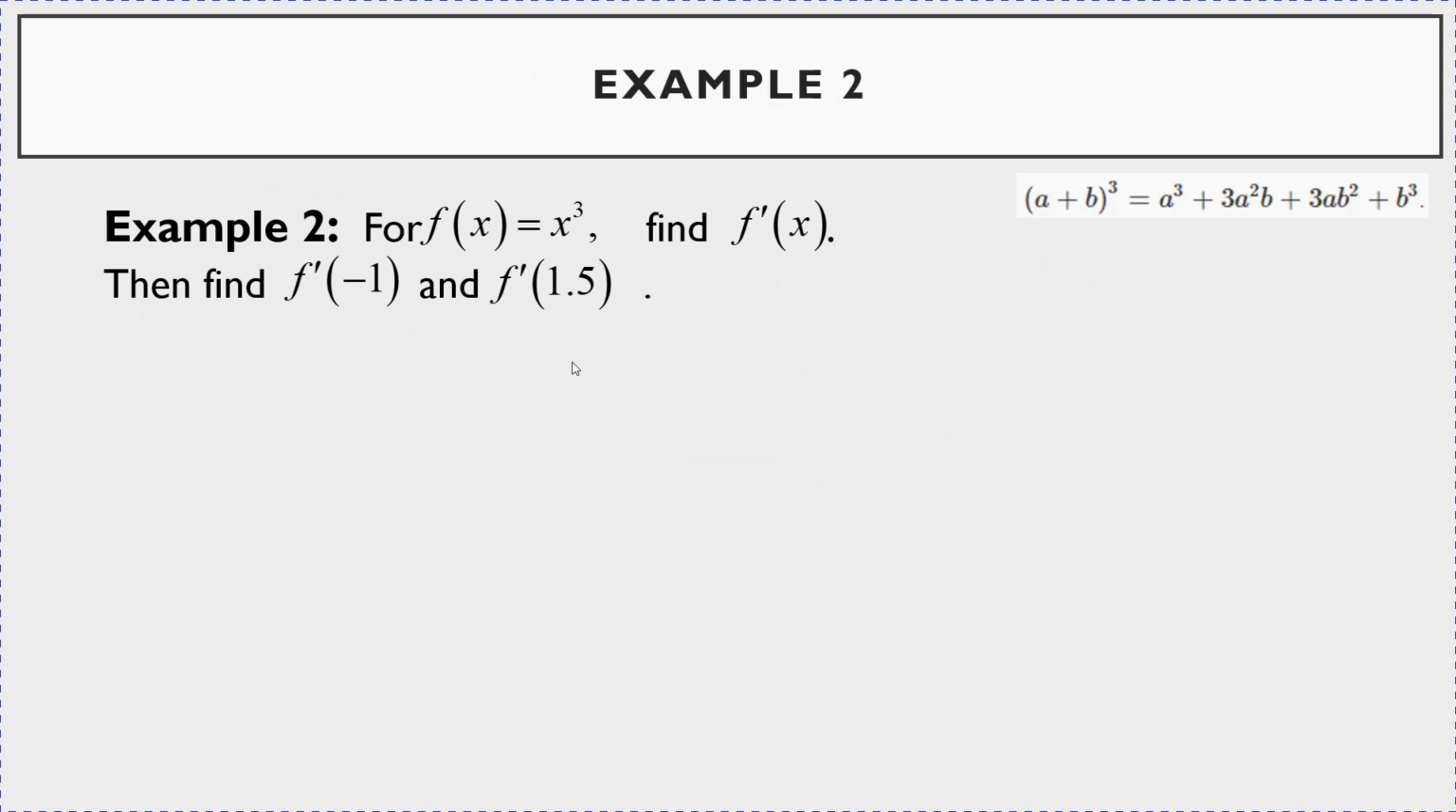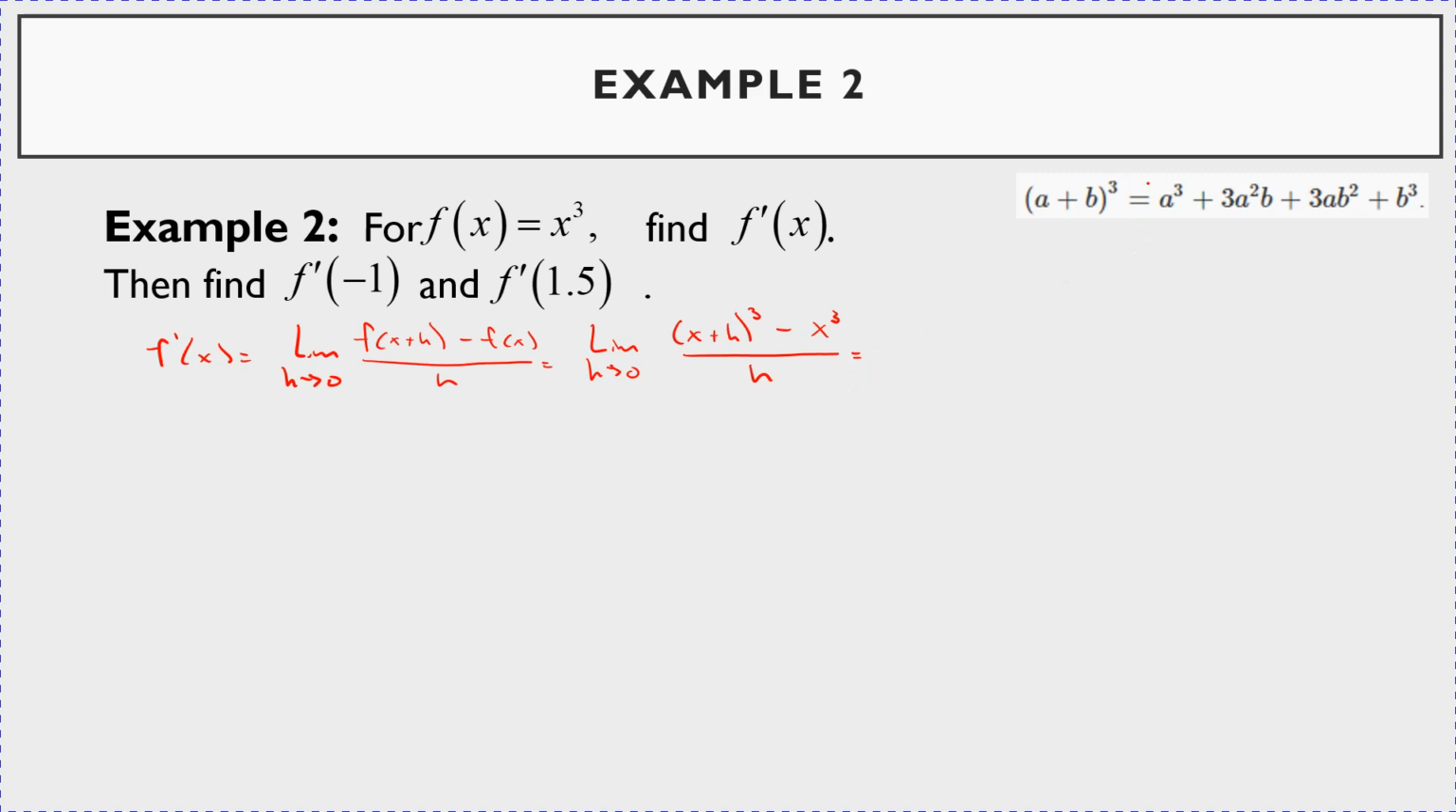Okay, so for f of x equal to x cubed, let's find the derivative, f prime of x, and then evaluate it at -1 and 1.5. Just remember, f prime of x is equal to the limit as h goes to 0 of f of x plus h minus f of x, over h. My function here is the cubic, so we have the limit as h goes to 0 of (x plus h) cubed minus f of x, which is just x cubed, over h.